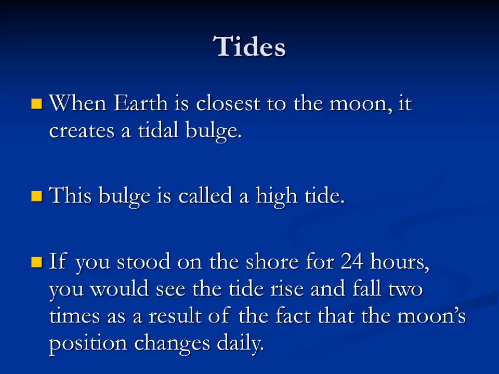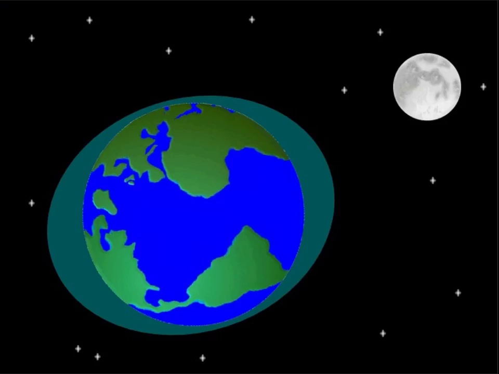So in just a second, the diagram will come up, but when the Earth is closest to the Moon, it creates a tidal bulge because of the Earth-Moon gravitational pull. That bulge is called a high tide. It actually pulls the water. If you stood on the shore of the ocean for 24 hours, you'd see the tide rise and fall 2 times as a result of the fact that the moon's position changes daily.